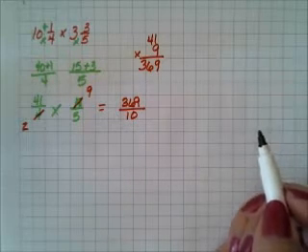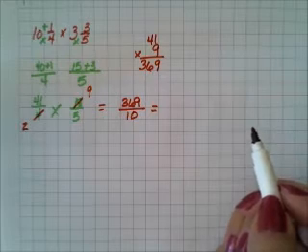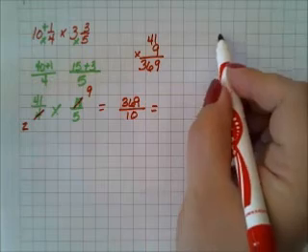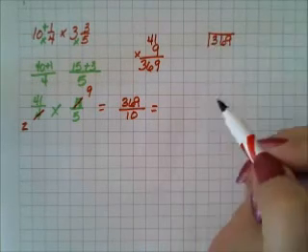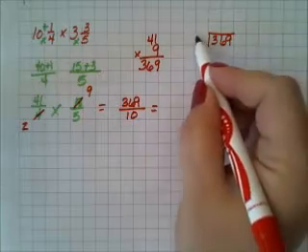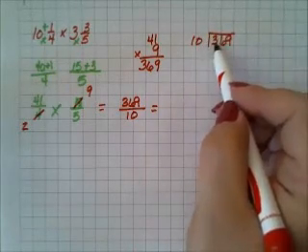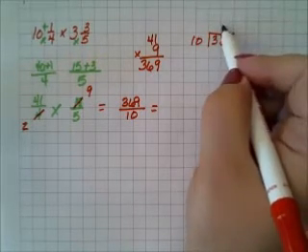Now we have to change this into a mixed number. So we're going to do 369 divided by 10. 10 doesn't go into 3, but 10 does go into 36. 10 goes into 36 how many times?